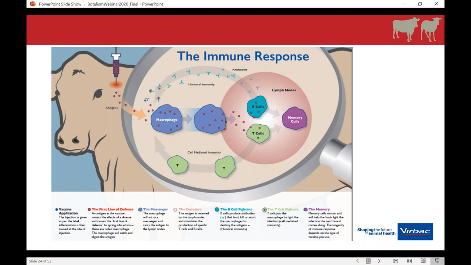Now, the reason that it works in the future is because of these things that are in purple there called memory cells. Some vaccines can stimulate memory cells for longer than others, and this leads to the claim of the vaccine. So, for example, in botulism, we have annual vaccines and we also have a 3-year vaccine.